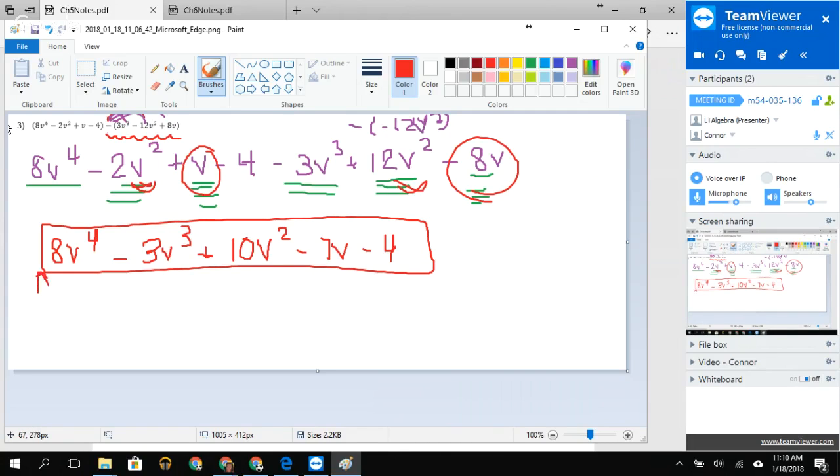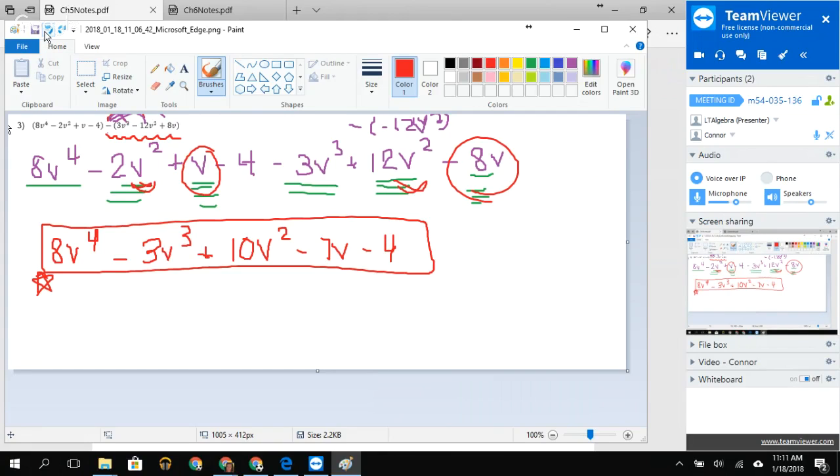Now, when people get here, a lot of times they get nervous because it's like, ooh, that doesn't look very simple. There's like 5 different terms there. But that is as simple as it gets because we cannot combine v to the fourth and v to the third in any way. The only thing that we could possibly do if we didn't have this last 4 here would be to pull a v out of all those terms, but we still can't add or subtract them together.